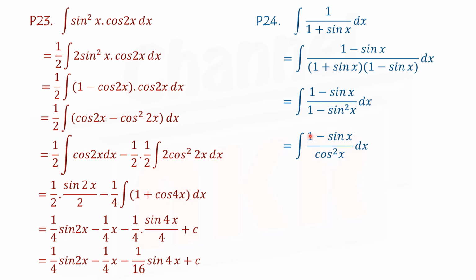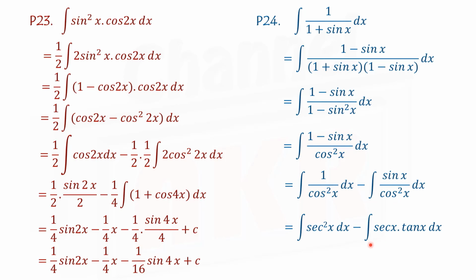So we have 1 by cos square x minus sin x by cos square x, separating. Then this portion will be sec square x and this portion will be sin x by cos square x. So sin x by cos x and 1 by cos x. Sin x by cos x is tan x and 1 by cos x is sec x.